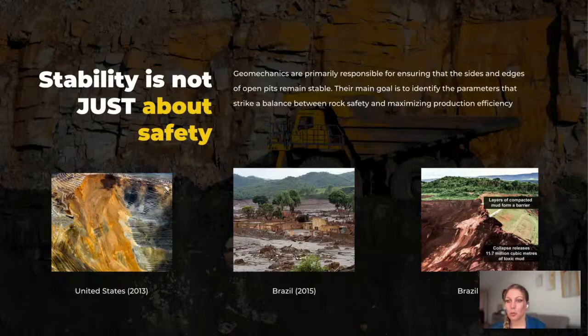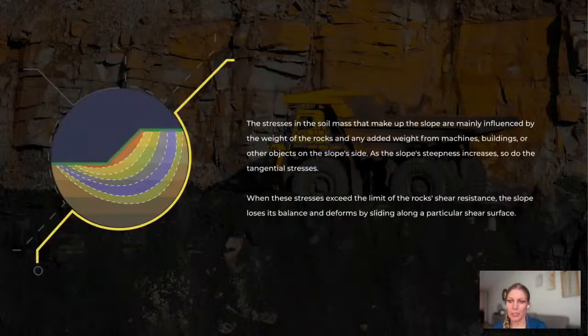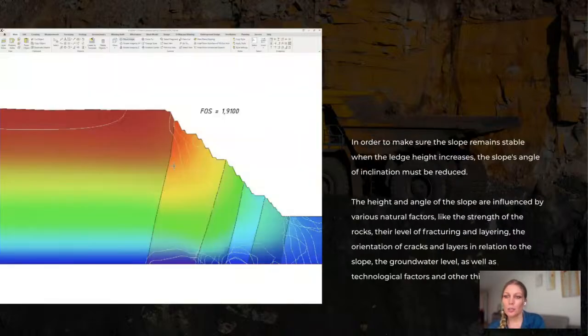Basically, the stress of the soil that makes up the slope depends on how heavy the rocks are and anything else, like buildings or machines, that are sitting on the side of the slope. When the slope gets steeper, the tangential stresses go up, and if they go too high and exceed the shear resistance limit of the rocks, then the slope goes out of balance and slides along a specific surface. So when the height of the ledge increases, we need to make sure the slope stays stable by reducing the angle of inclination.